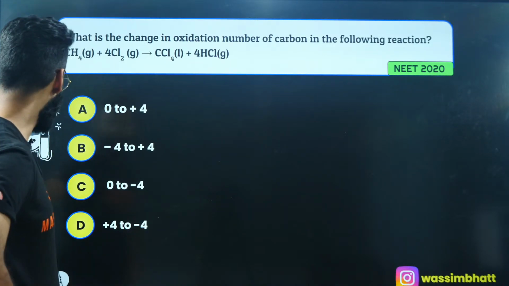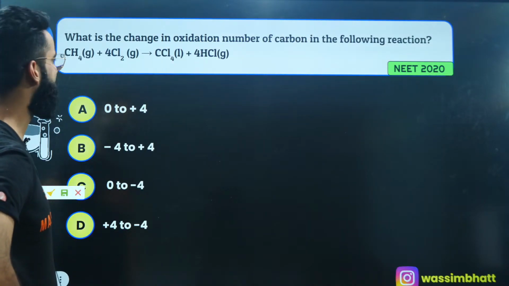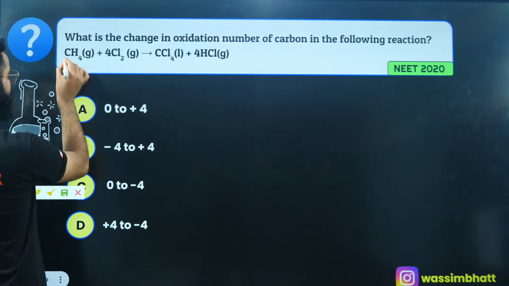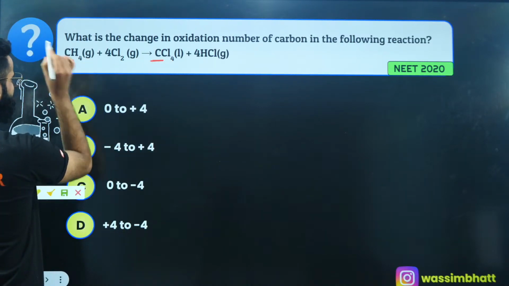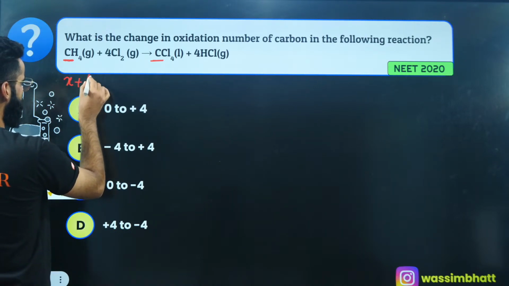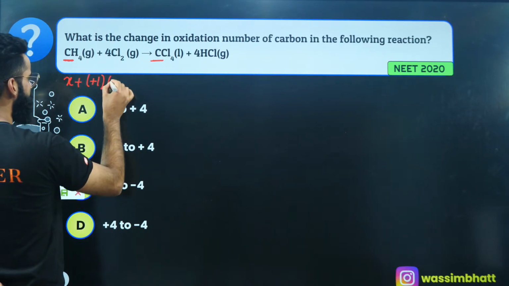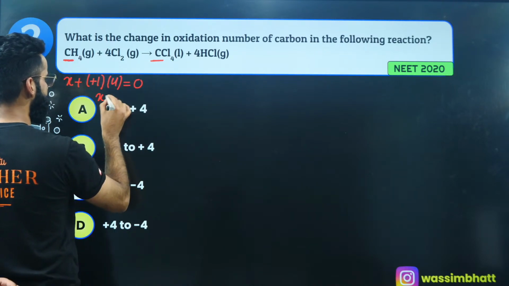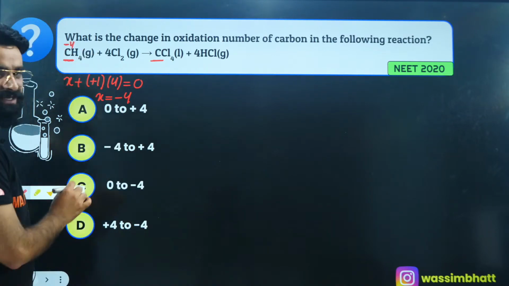And how come? Have a look, guys. The question says, what is the change in the oxidation number of carbon in the following reaction? So you need to calculate the initial and the final oxidation state of carbon. Let's assume the carbon has the oxidation state X. Hydrogen is going to show +1 oxidation state, because carbon is more electronegative than hydrogen, and there are 4 hydrogen atoms, and the net charge on the molecule is 0. So from here you get the value of X as -4. So -4 is the oxidation state of carbon in CH4.